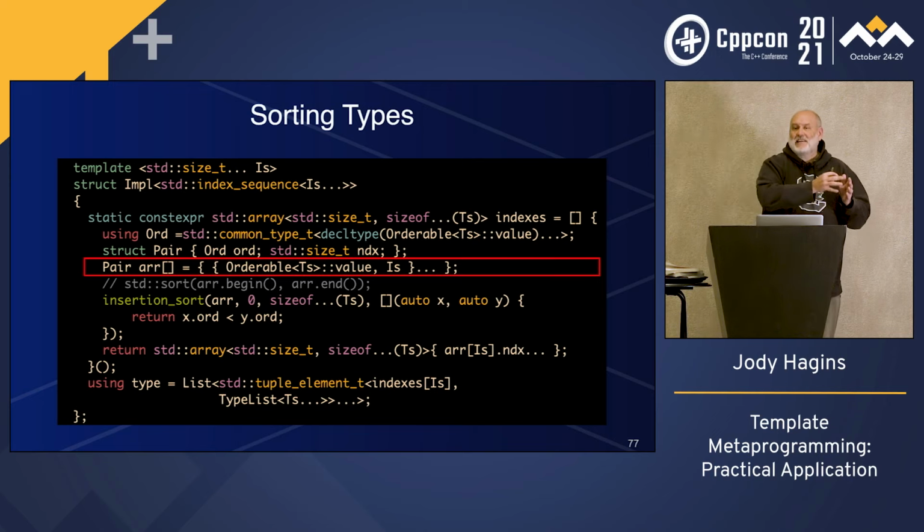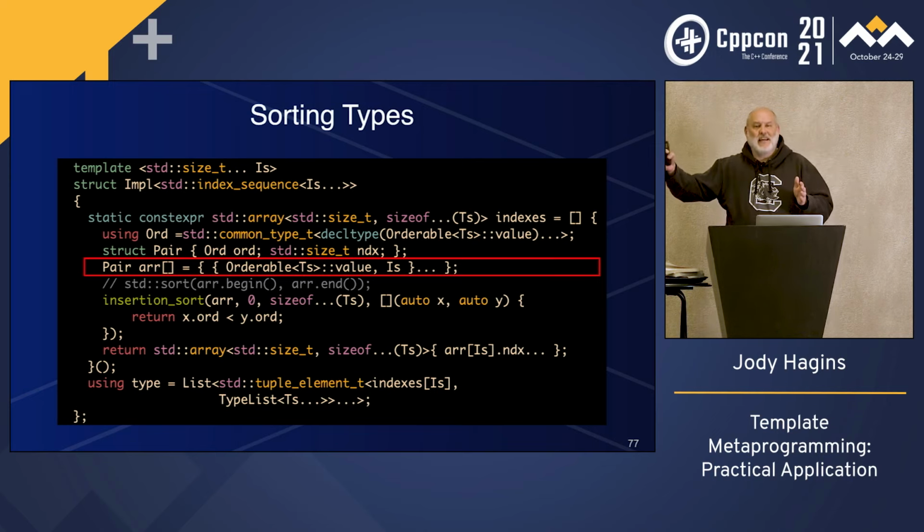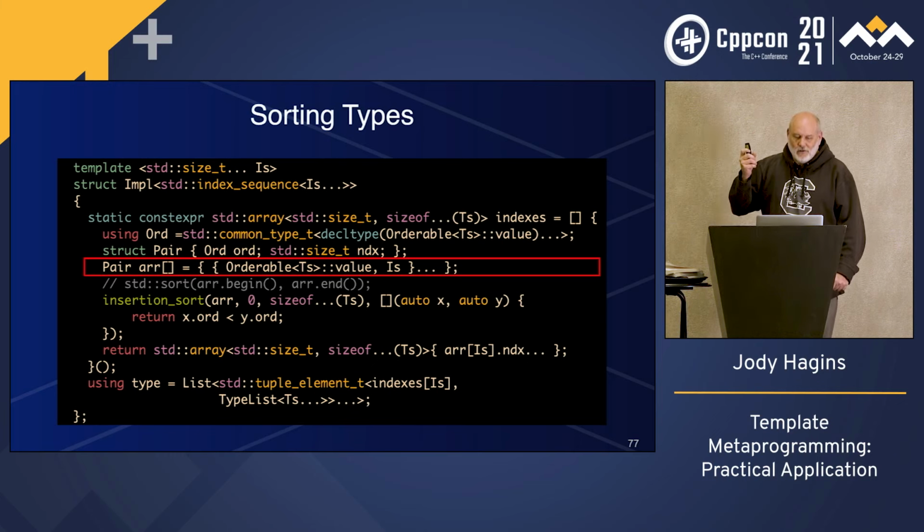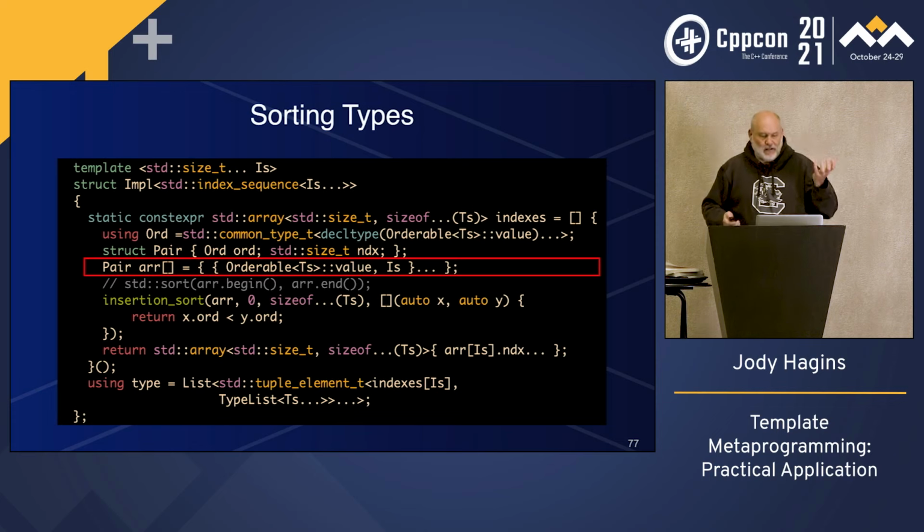And the index sequence basically has the same number of things in it. Each one of them is the index of the type, right? So if you send it 5 types, type A, B, C, D, and E, then the index sequence is going to have 0, 1, 2, 3, and 4. And so type A is coordinated with 0, type B with 1, C with 3, and that's as far as I'm going to go on the alphabet because I already did that earlier. So this is basically creating an array of pairs where you've got a value that is going to be sortable. It's going to be orderable. And the index that type lives in.